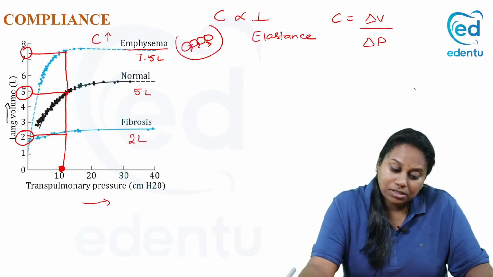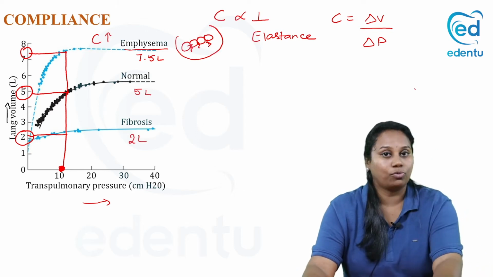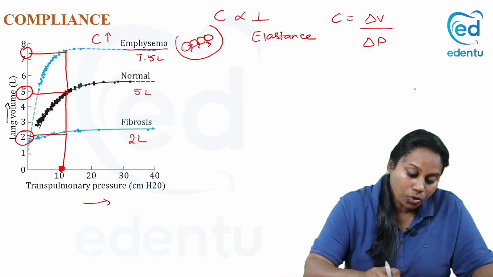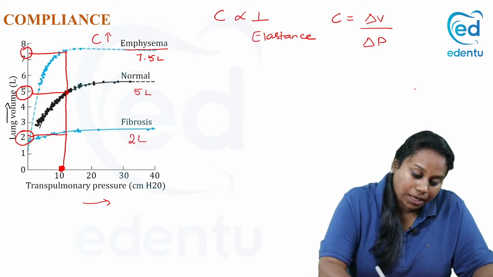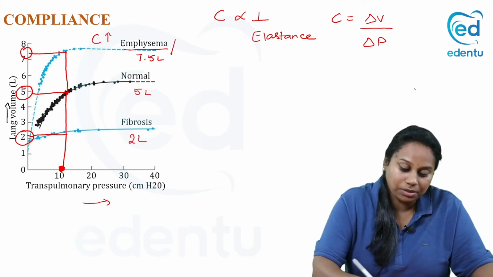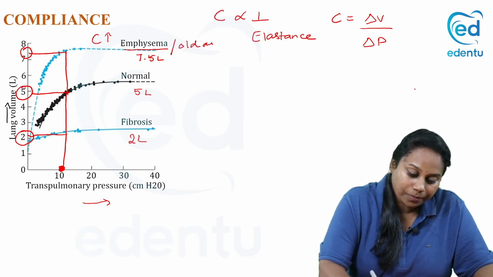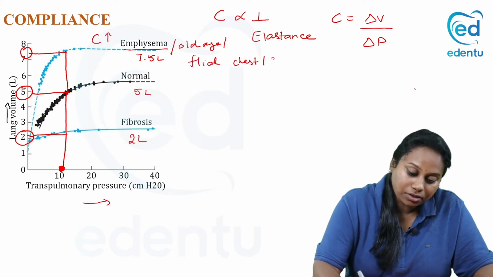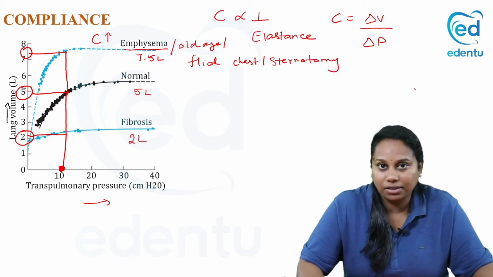And you can be asked various conditions where compliance is more and compliance is less. So a few other conditions where compliance can be increased apart from emphysema are old age, a flail chest, or if the person has undergone any sternotomy. So in all these conditions, compliance can increase.